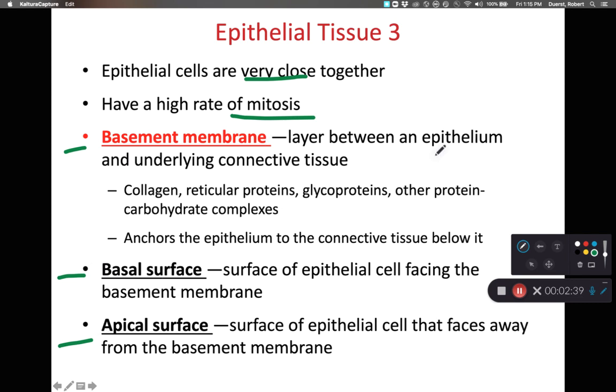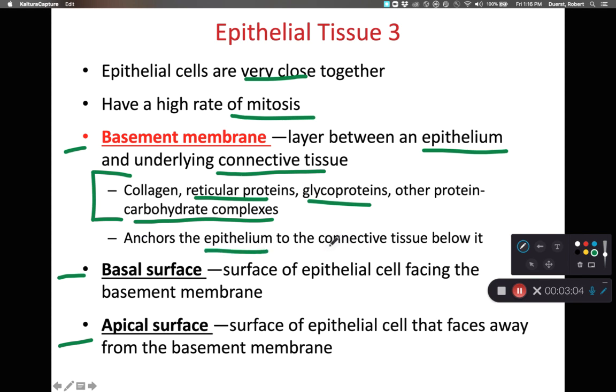That basement membrane is going to connect the epithelial tissue to the underlying connective tissue. The basement membrane is not made of cells. Instead, it is extracellular matrix that consists of a lot of fibers. These fibers are going to include collagen, reticular proteins, glycoproteins, and other protein carbohydrate complexes. And that basement membrane will anchor the cells of the epithelium to those connective tissue cell types.